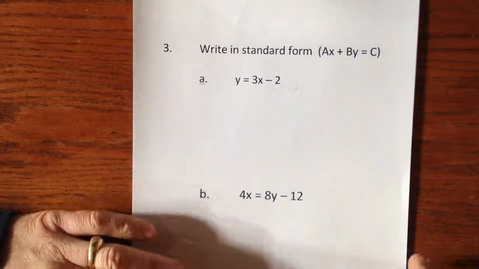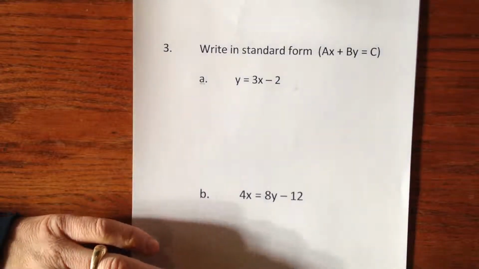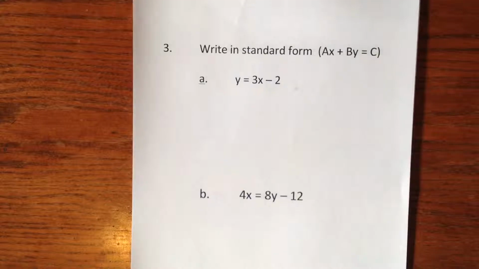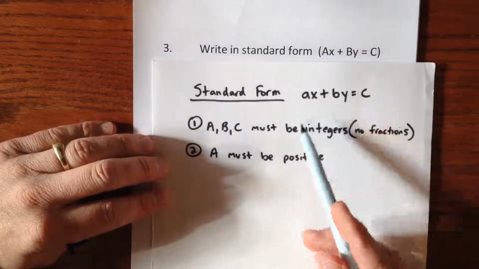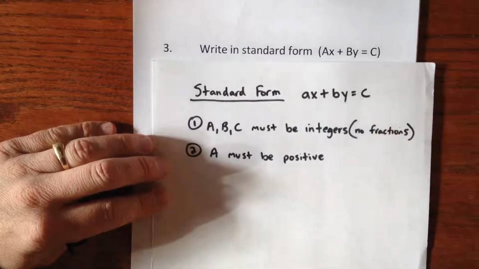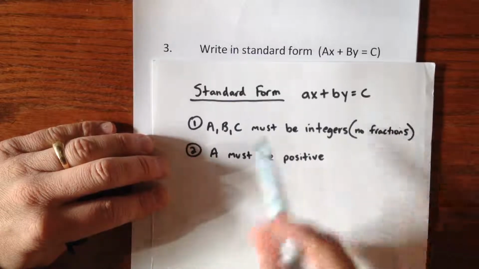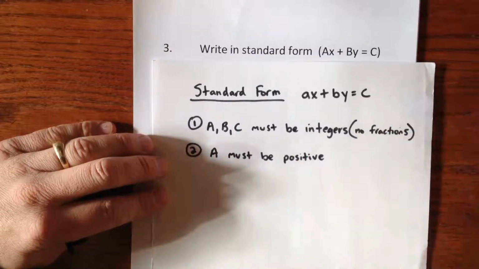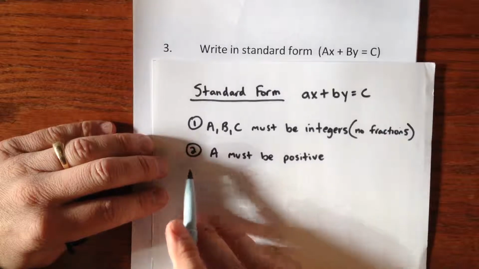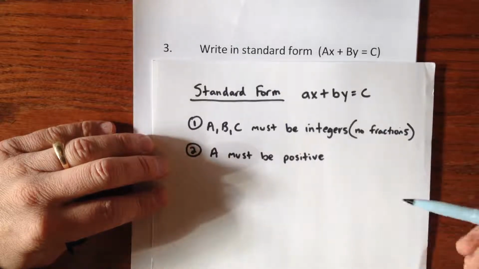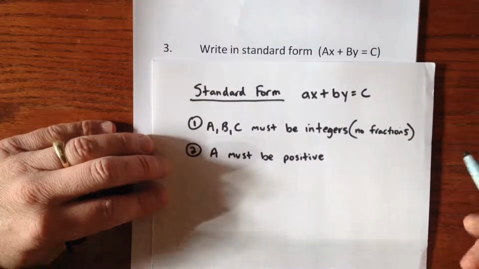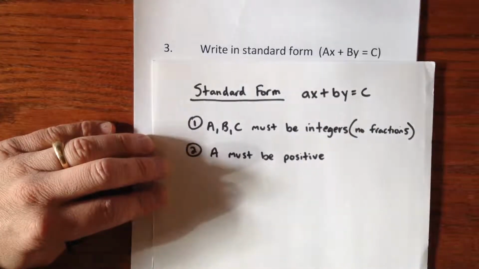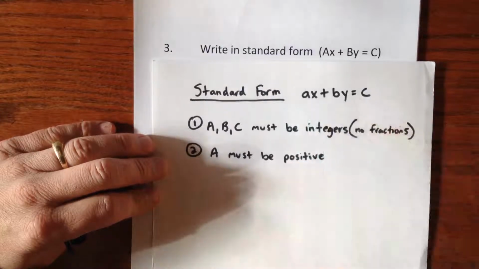Number 3, standard form. There were some particular rules that we had to learn. Standard form looks like this. First of all, the X and Y are on the same side. A, B, and C must be integers, no fractions. So if there are fractions, you have to multiply through by the denominator. And then number 2, A must be positive. That's kind of a traditional thing, that A must be positive. Some textbooks will leave that out, but we learned it as A must be positive also.